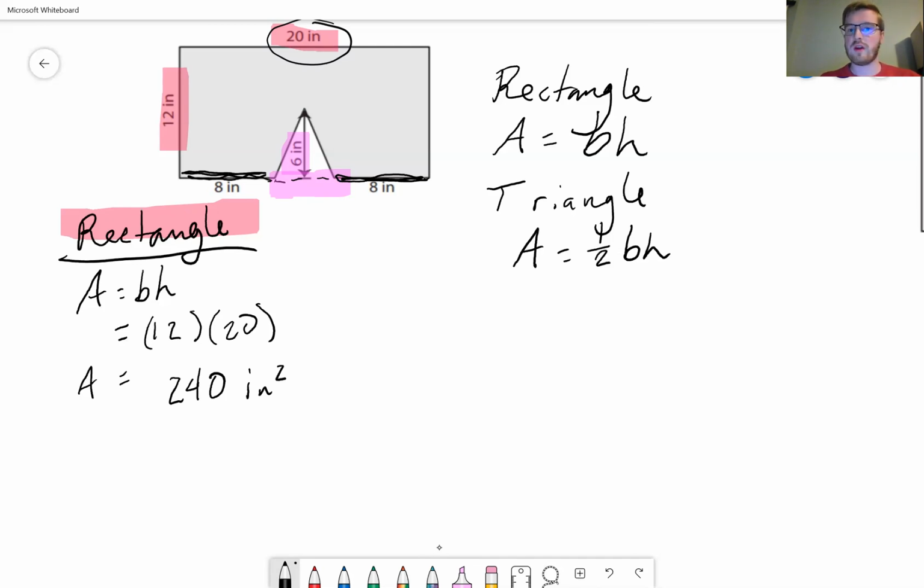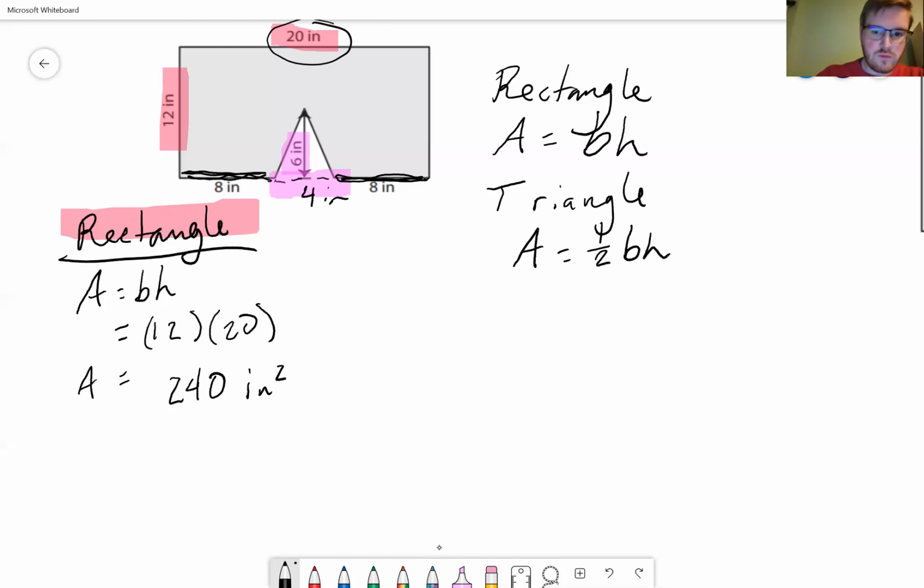So in order to figure out that empty space that would be the base of the triangle, we can just work backwards and take 20 and subtract it by 8 and then by 8 again, or do 20 minus 16, since 8 times 2 gives me 16. And that would tell me then that the base of that triangle is 4 inches.